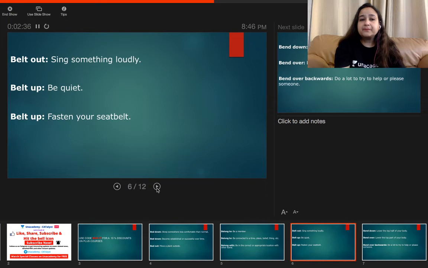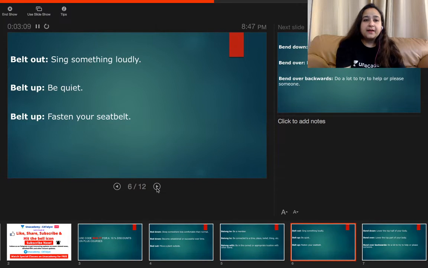Then belt. Belt out is to sing something loudly. He belted out a song. He belted out an impromptu song means suddenly the person started singing. Belt up is to be quiet. Belt up is also to be tied down. So fasten your seat belts. Belt up also means to fasten your seat belts, to be tied down to a place, to sit static at a place and not move. So fasten your seat belt, and belt up also means be quiet. Whereas belt out is to sing loudly or to say something loudly, usually a song sort of thing.